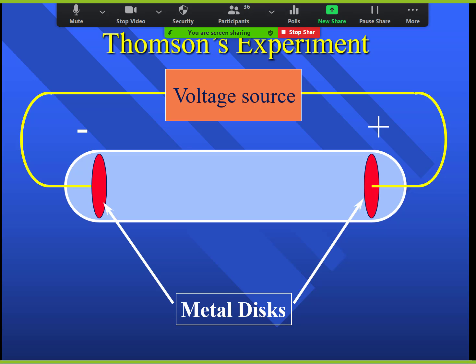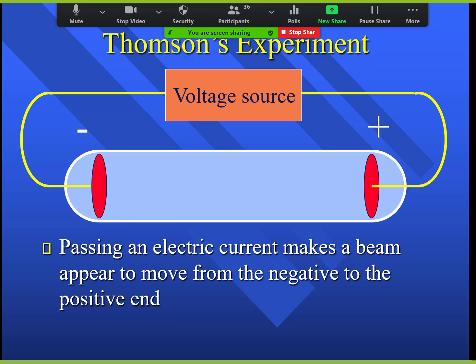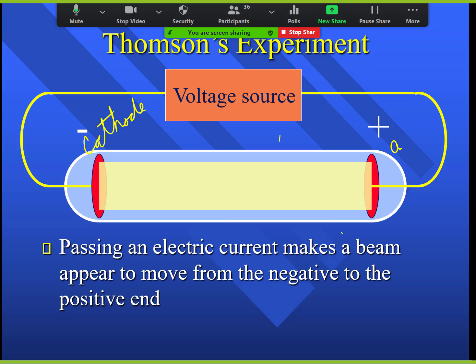Right? So we're back to this. So he knows that when he turned the electricity on, the beam moved from the negative end to the positive end, and the negative end is called the cathode. The positive end is called the anode. The ray came from the cathode and went to the anode, so it's a cathode ray inside a tube.